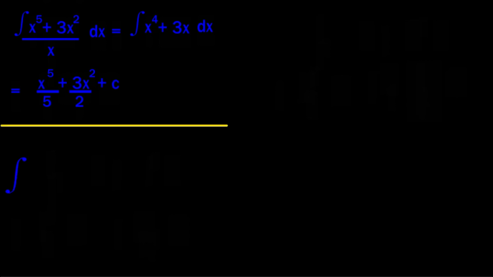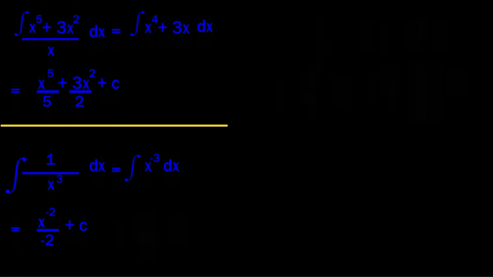So let's say if we have the integral of 1 over x cubed dx. So the first thing we must do is we must bring the power to the numerator. So we will become x to the power of negative 3 dx. So do the same thing, x to the power of negative 3 plus 1 becomes negative 2, over negative 2. So x to the power of negative 2 over negative 2 plus c.